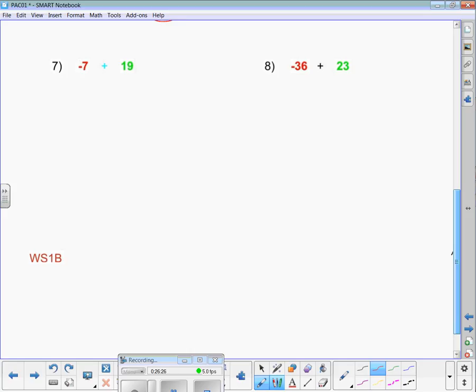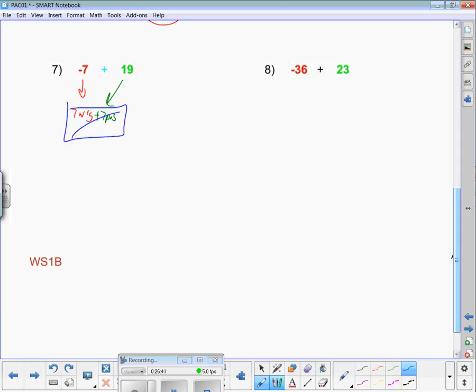All right, hopefully you took all of what you had the least of. Those are the negatives, so I'm going to take 7 negatives. I need to take the same amount of the 19 positives, so I'll take 7 of the positives. Those are opposite numbers. They wipe each other out. I use 7 of my 19. I have 12 positives left.